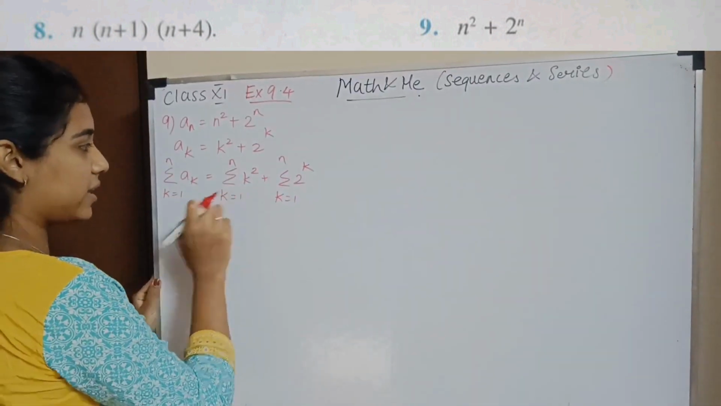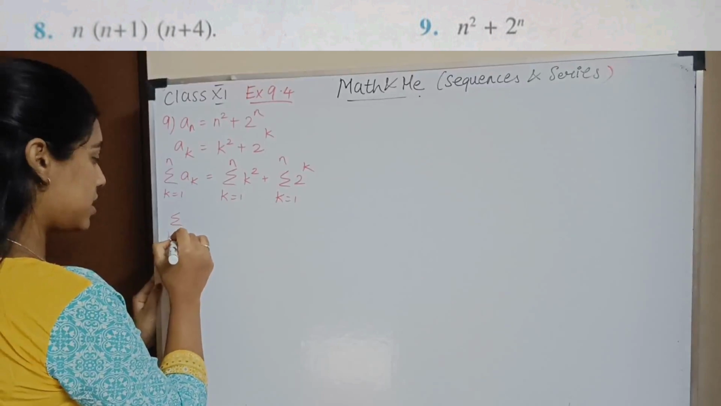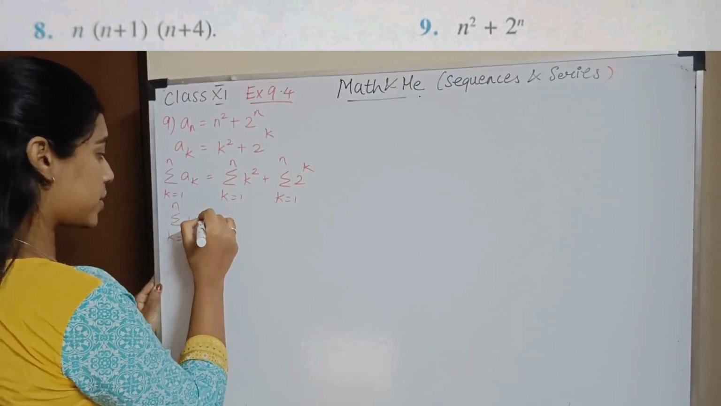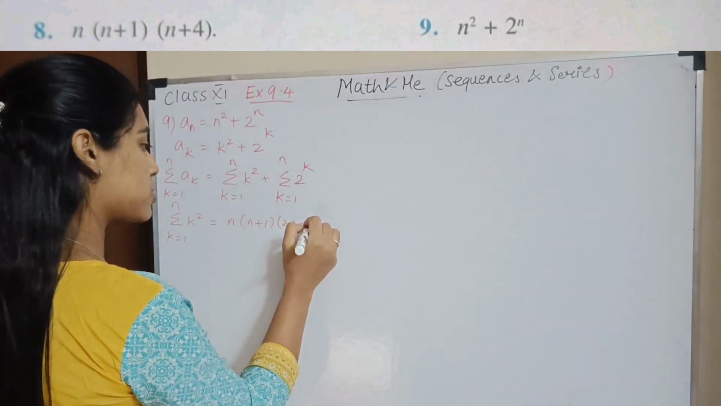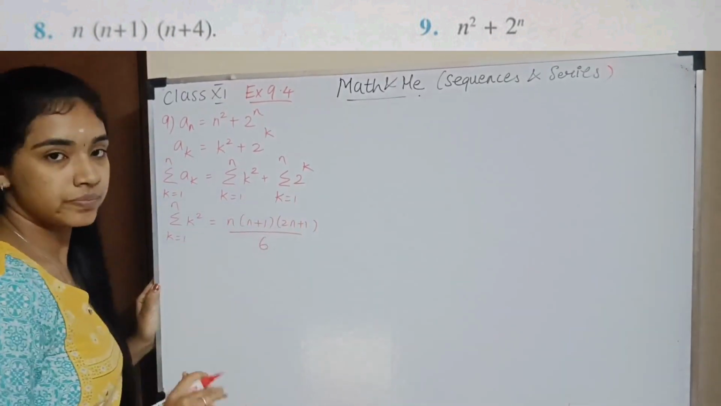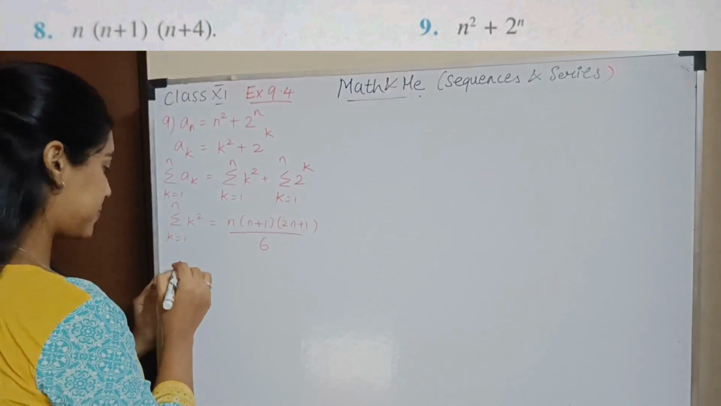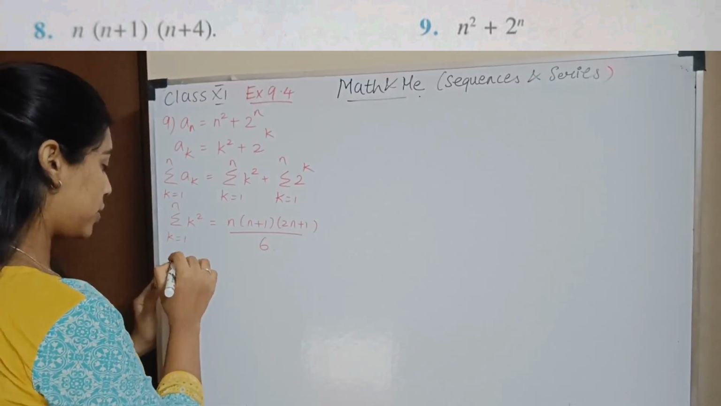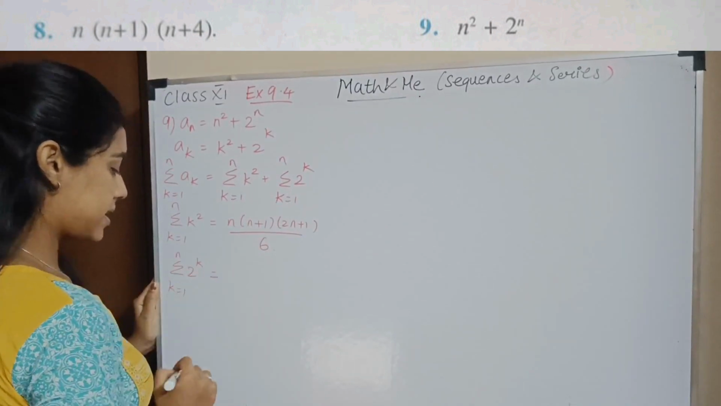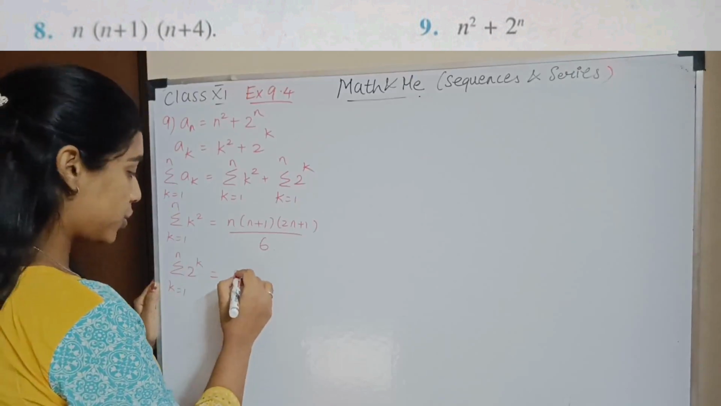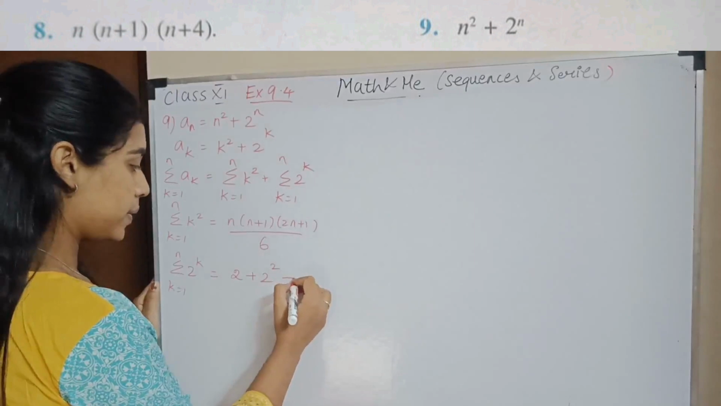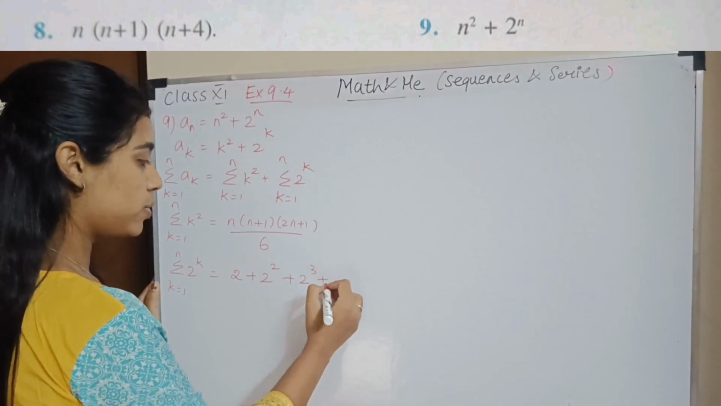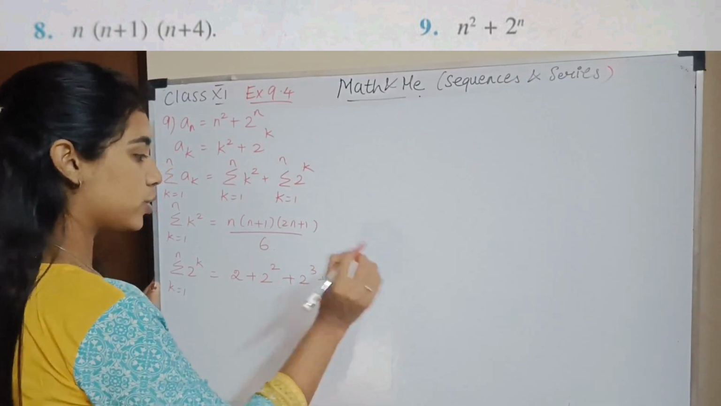So first let me take this. What do you know? Sigma k equals 1 to n of k square is nothing but n into n plus 1 into 2n plus 1 divided by 6. Now what is this? Sigma k equals 1 to n of 2 to the power k is nothing but when k equals 1 you have a 2. When k equals 2 you have 2 square. When k equals 3 you have 2 cube and so on until 2 to the n.